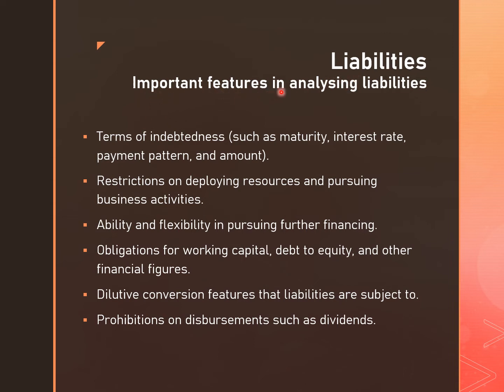These are the important features in analysing liability. First one, you boleh tengok in term of the indebtedness. Okay, bila maturity dia, berapa interest rate dia, macam mana payment pattern and also the amount. And then the restriction on deploying resources and pursuing business activities. Ability and flexibility in pursuing further financing. Okay, kalau dah ada liability tu, boleh tak dia nak incur another liability, get some more debt. Okay, and then the obligation for working capital, debt to equity and other financial figures.